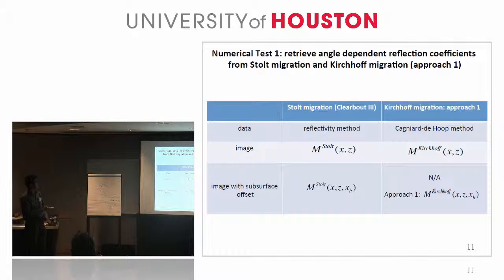And as we discussed, the Stolt migration can naturally give us an image with subsurface offset, which is shown here. However, Kirchhoff migration cannot naturally give us an image with subsurface offset. So we use the first approach to give Kirchhoff migration an interpretation with subsurface experiment. Then we use the formula from the previous slide to retrieve the angle-dependent information.